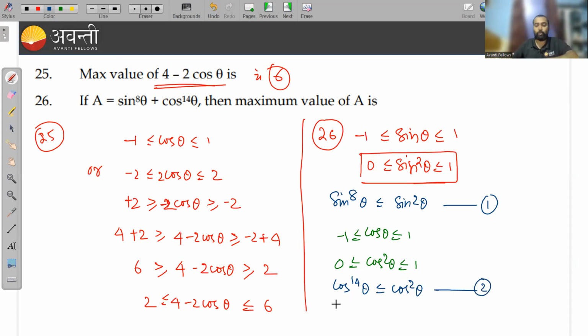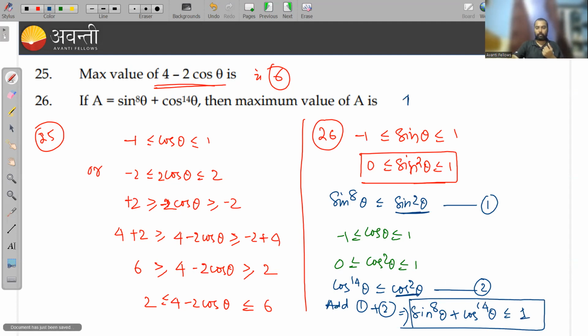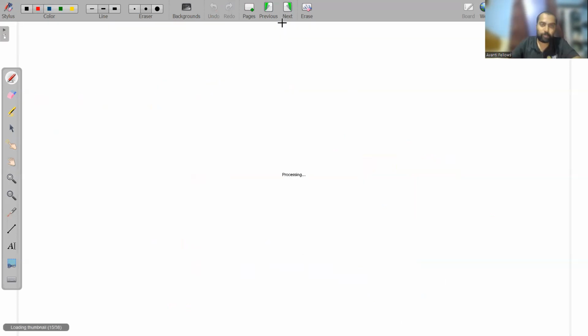So from 1 and 2, if you add 1 and 2, what are you getting? Sin to the power 8 theta plus cos to the power 14 theta is less than or equal to sin square theta plus cos square theta, which is 1. So the maximum value of a is 1. What is the answer? 1. Clear? Okay, let's move to the next question.